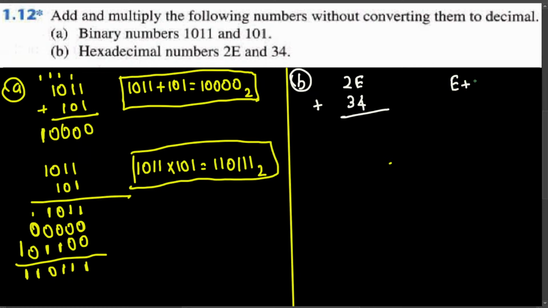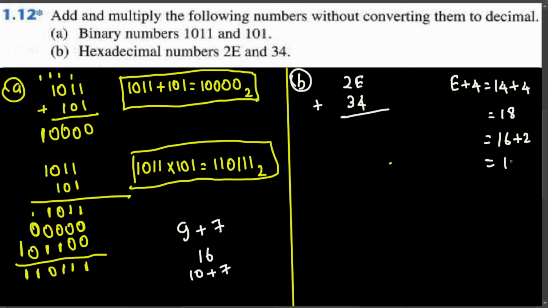E plus 4. E represents 14 in hexadecimal. 14 plus 4 is 18. Whenever we have a number above 15, we have to treat 16 as a carry. 16 plus 2. For example, in decimal, if you have 9 plus 7, after 9 everything becomes a carry, because this is 16 now, the 1 becomes a carry because it's 10 plus 6 and the 1 becomes a carry. Like that, here this 16 becomes a carry and we get 1 and 2.